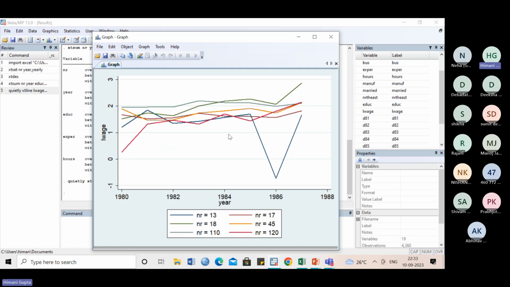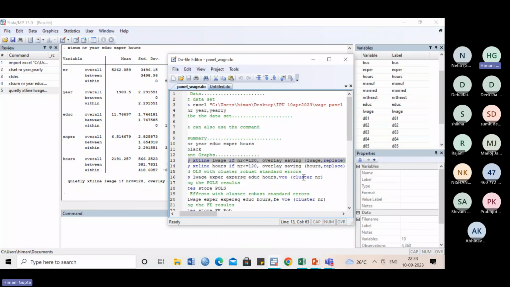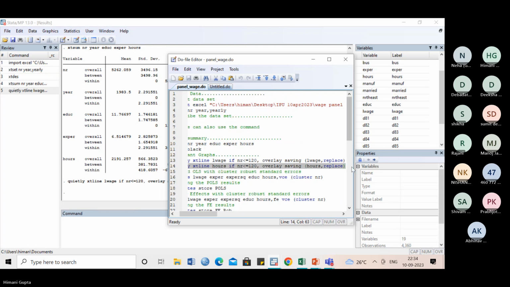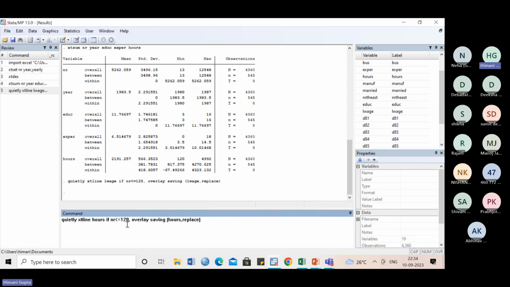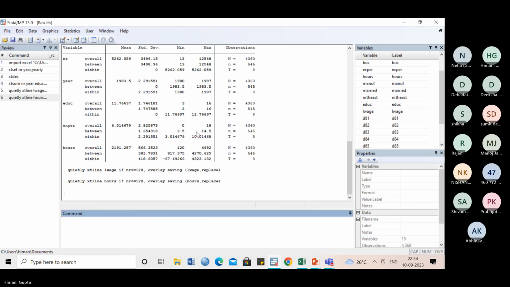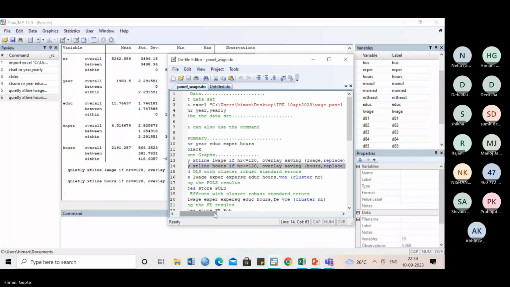Now you can see the variables I have taken: employee numbers 13, 18, 110, 17, 45, and 120. So you will get the diagram for that. And if I give it a greater than sign, let's say I'm giving you this sign, I'll just give you this do file so that it will be easy for you also. It will give you, okay, I have again taken 120 only. Previously I had taken wages, now I have taken hours. So whatever variable you want to make, you can make it.